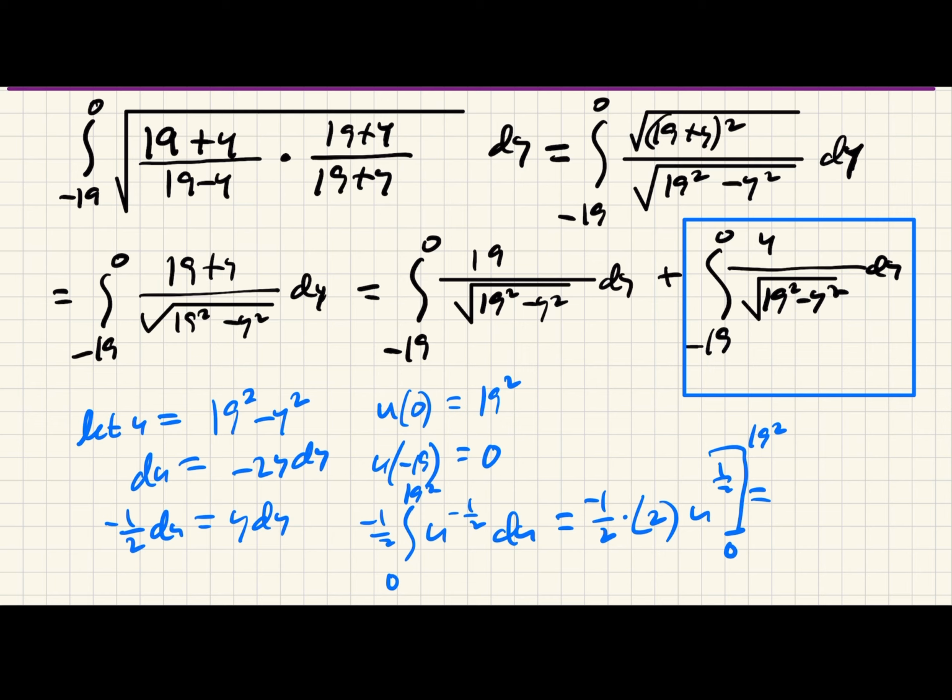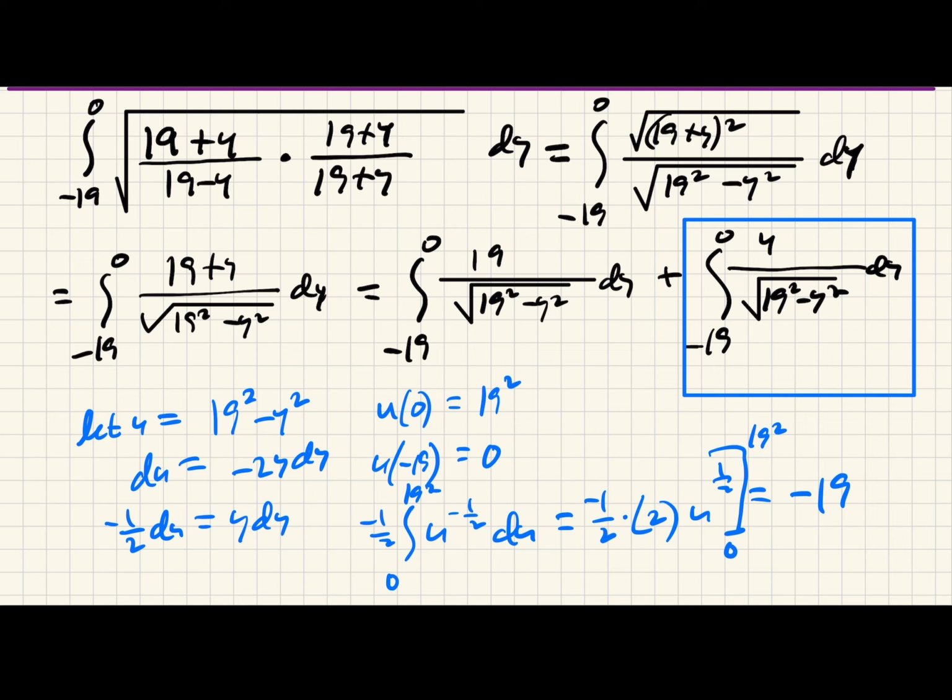So that now is just going to be minus u to the 1/2. If I put 0 in there, I'm getting 0, and if I put 19 squared in there, I'm getting 19. So this is just going to be negative 19. Okay, so that takes care of that part.